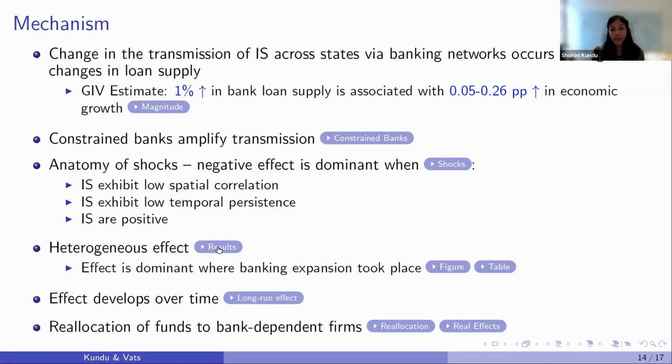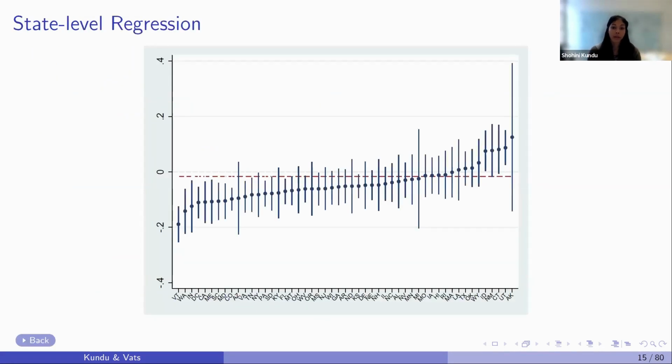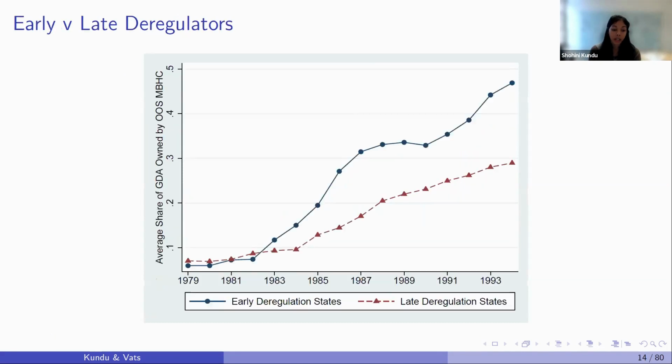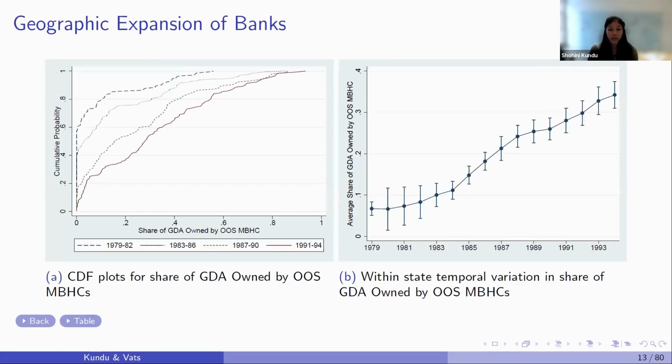To understand whether banks actually expanded across state lines, we use historical data of assets held by out-of-state banks from Berger, Kashyap, and Scalise 95. This figure presents a CDF of the gross domestic assets held by out-of-state bank holding companies. You can see that the share of gross domestic assets held by out-of-state bank holding companies is highest for the banks that had deregulated earlier, and banks that deregulated later have a lower share, exhibited by the cumulative probability.